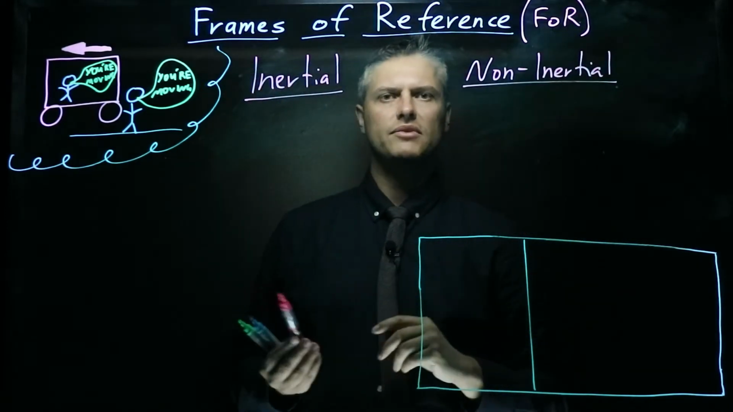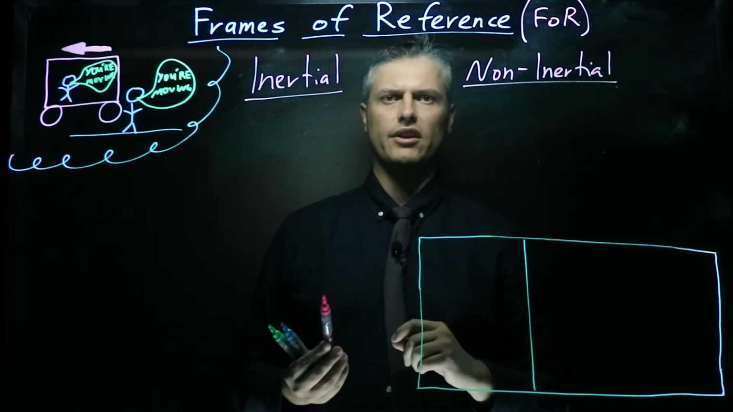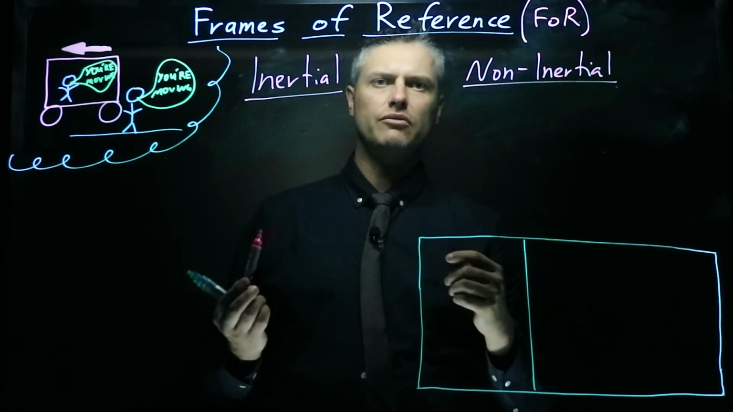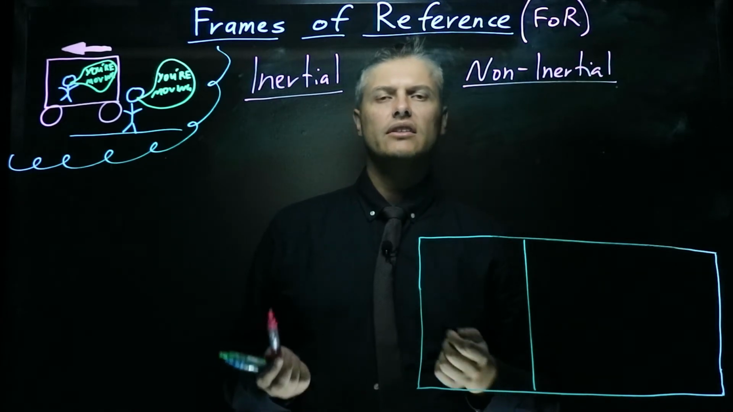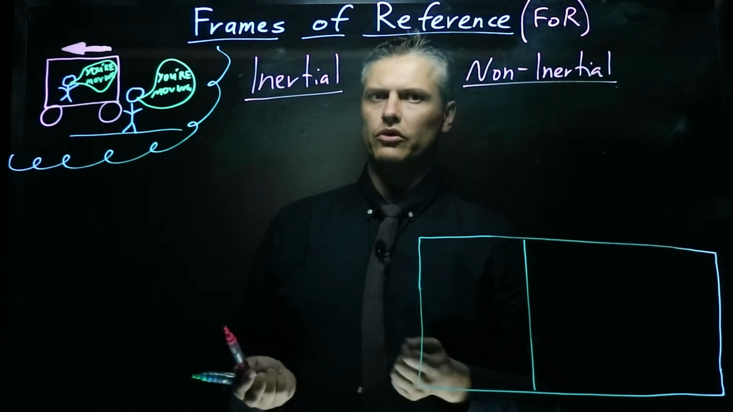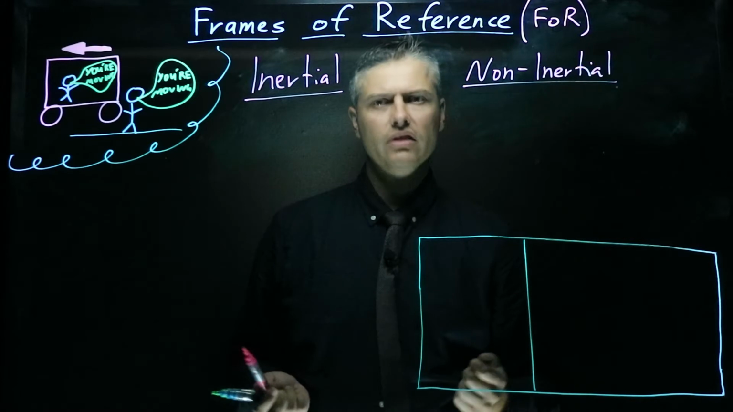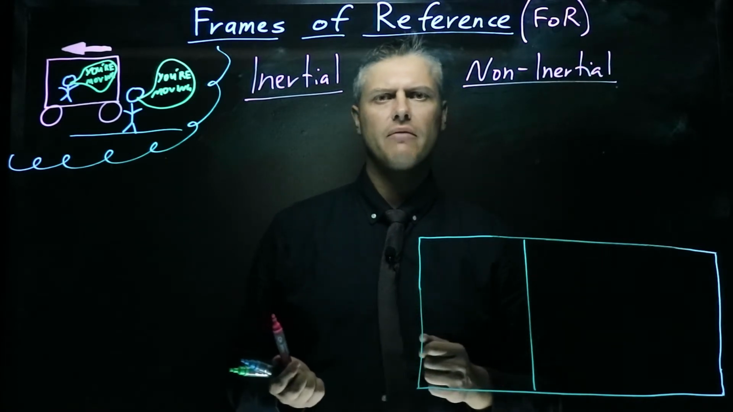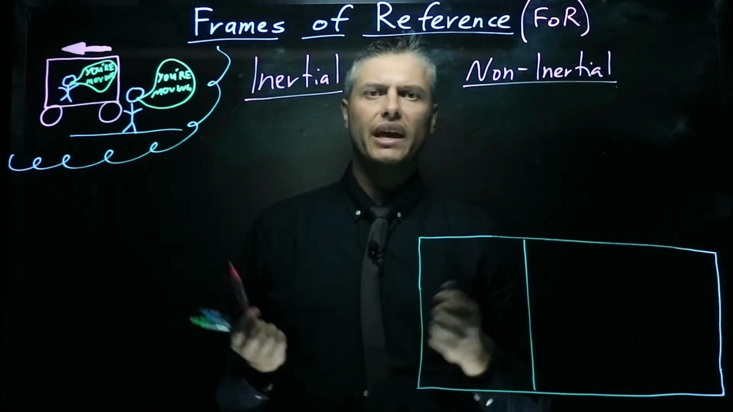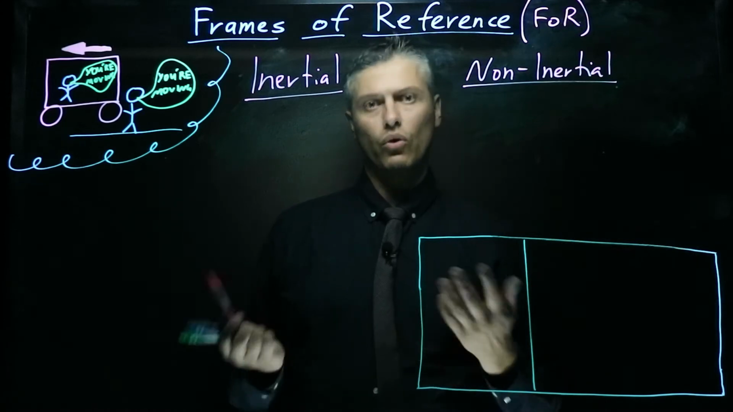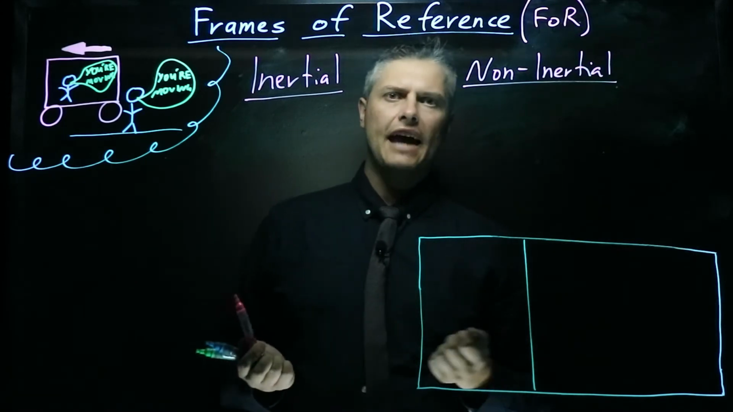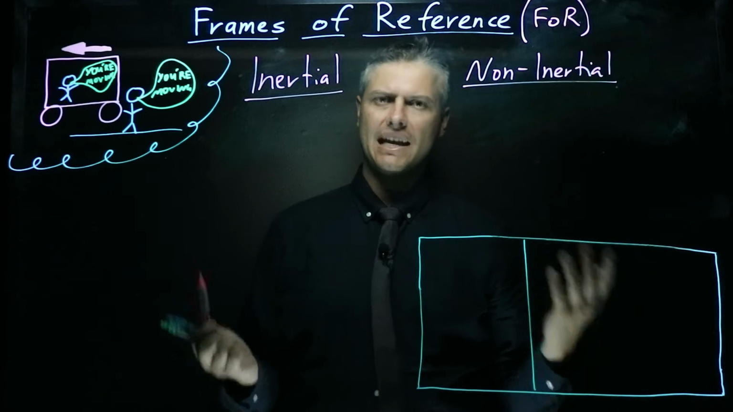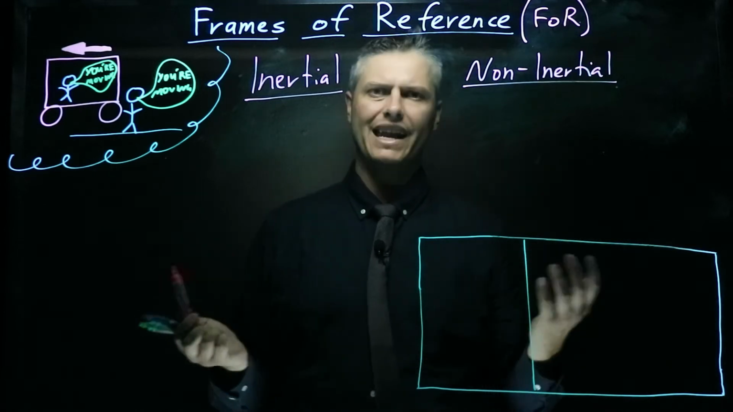Inertial reference frames are ones that involve no acceleration. In other words, the object is remaining at constant velocity. This is otherwise known as Newton's first law of motion, the law of inertia, hence the name inertial reference frame, which states that an object will keep moving at constant velocity or at rest unless acted upon by an unbalanced external force, which we're going to call a net force.